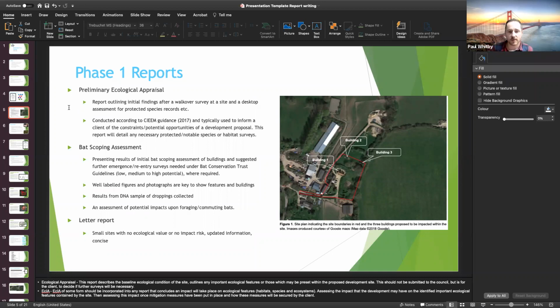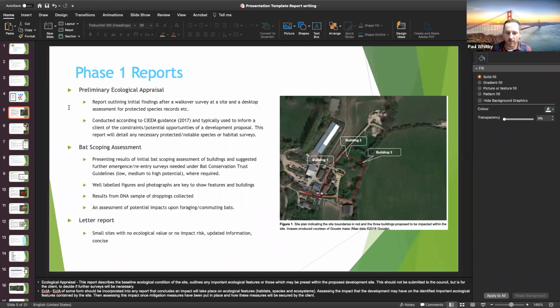Your bat scoping assessment is conducted according to Bat Conservation Trust guidelines. Most recent version of those is 2016, and I think there's new guidelines due to come out perhaps later this year. And they present the results of scoping assessment focusing on bats solely. You may, of course, produce a report that combines a bat scoping assessment with a PEA. But yes, it's undertaken according to a slightly different set of guidelines produced by the BCT.